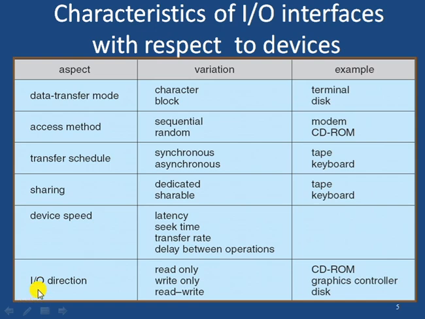The last aspect is I/O direction, how the I/O operations are directed: read only, write only, or read write. Read only means in CD-ROMs you can read the content only, we cannot write. Write only: in a graphics controller we can write data, but we cannot read from it. Read write: on some devices you can both read and write, for example disks. So these are the characteristics of I/O interfaces.